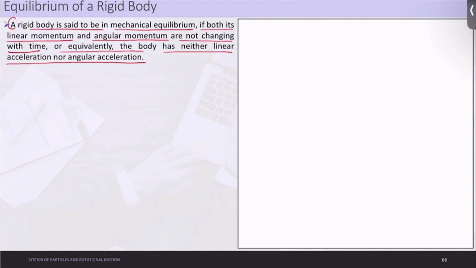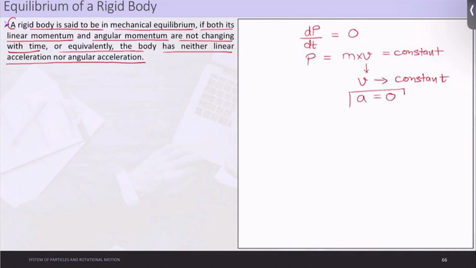So basically, we can say that dp by dt is equal to 0. What does it basically mean? That p, which is equal to mass into velocity, is constant, right? If this is constant, we also know that mass is always constant, so we can say that velocity is constant. If the velocity of a particle is constant, then we can say that the acceleration is 0.